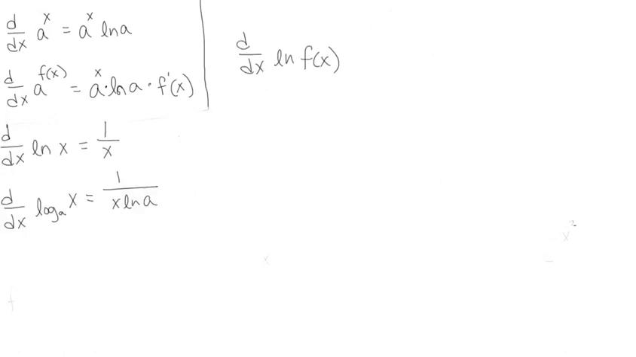The good news, just like with exponential functions, is that the chain rule works exactly the same way as it did before. So now if you have the natural log of a function, the way that you find the derivative is you take 1 over that function times the derivative of that function with respect to x.